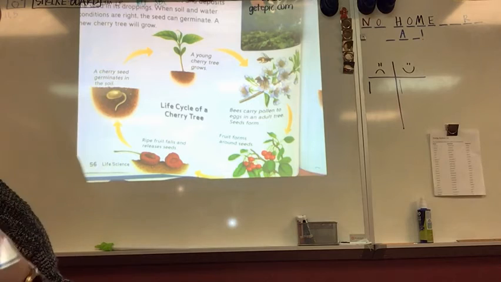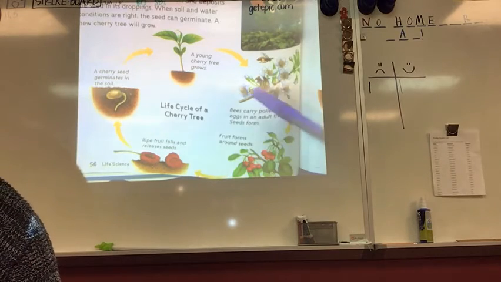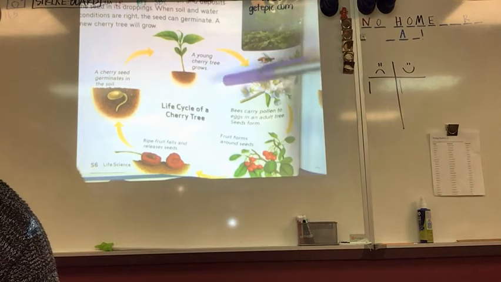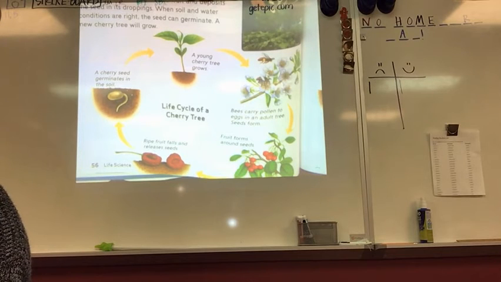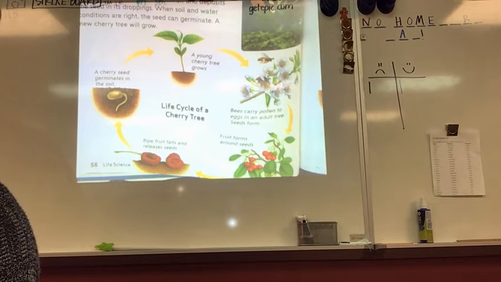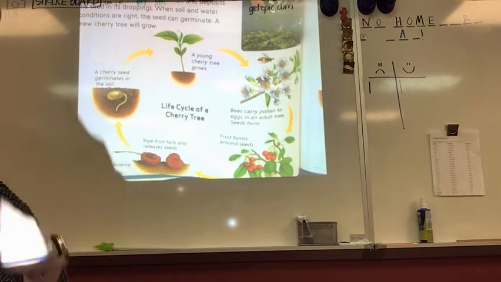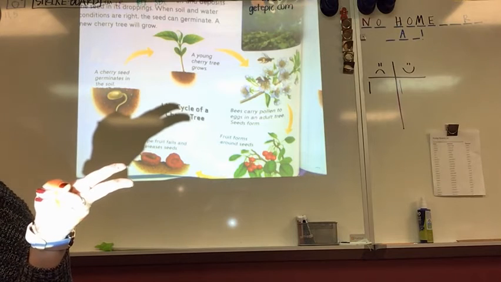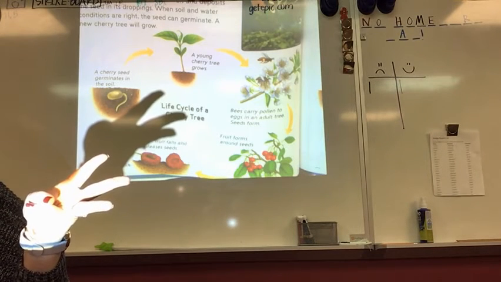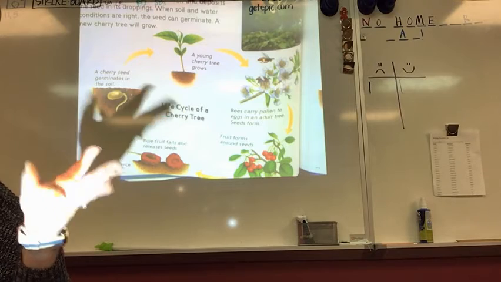So the pollination process happened in these couple steps here. Can someone summarize that pollination process for me? Who gathered the pollen? How did the pollen get to the flowering tree? And what happened because of the pollen? Keegan.